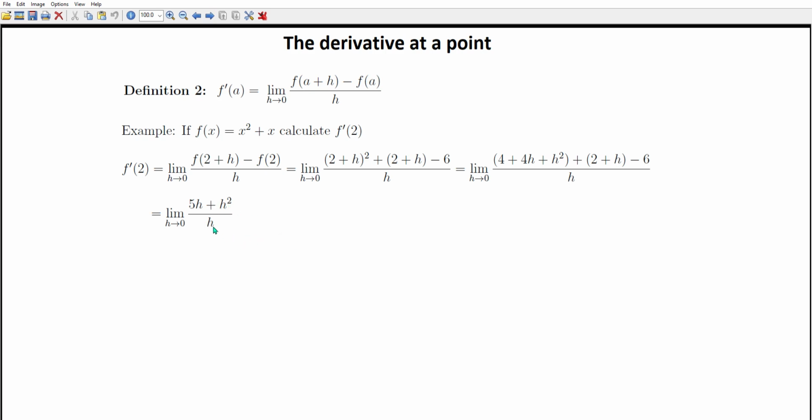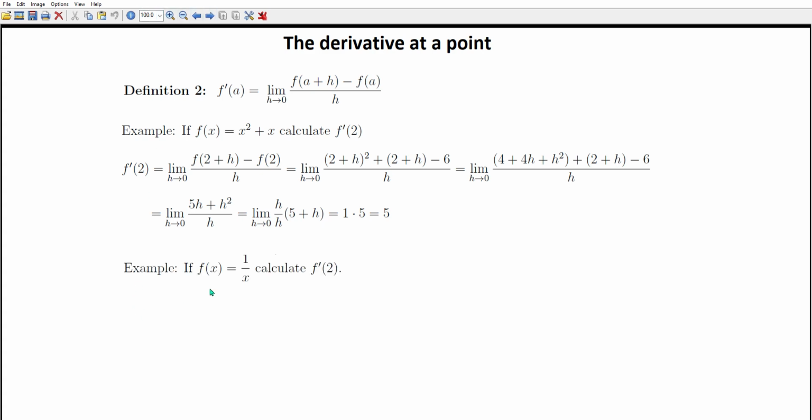The bottom is h. We notice that an h factors out of the top, and we can write this thing as the limit as h goes to 0 of h over h times 5 plus h. Now h over h is going to give us 1, and 5 plus h is going to go to 5 plus 0, or 5. So we get 1 times 5, which is 5, which is what we got last time. In these sorts of problems, what we're looking for when we do these calculations is to get a term that looks like h over h, and then what's left over we should be able to take the limit of easily.